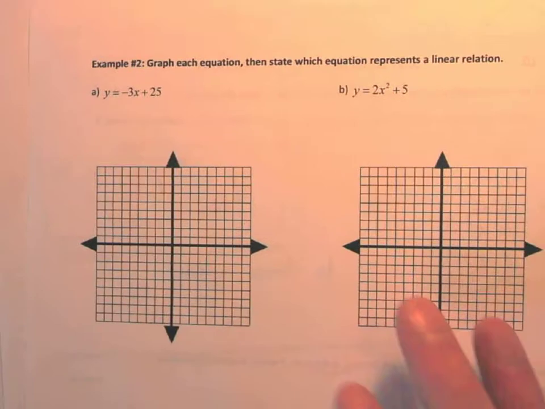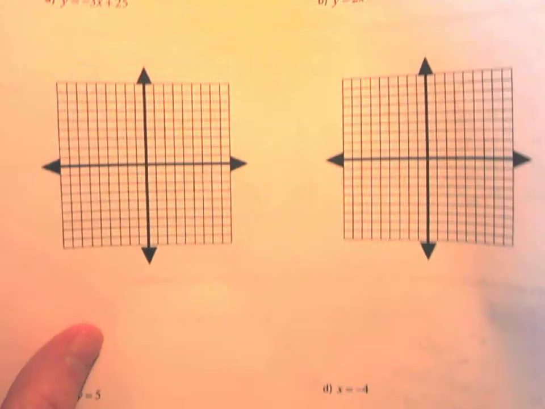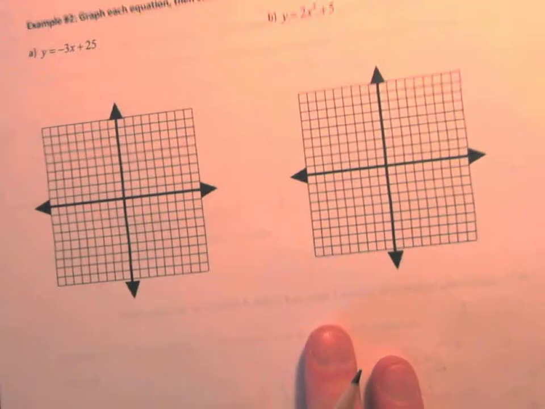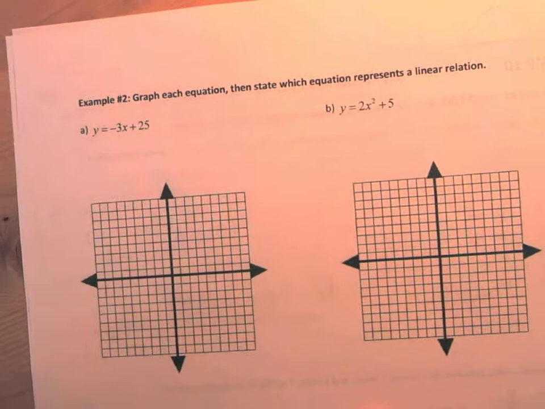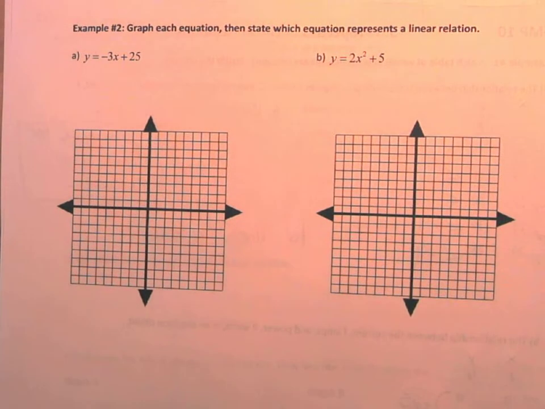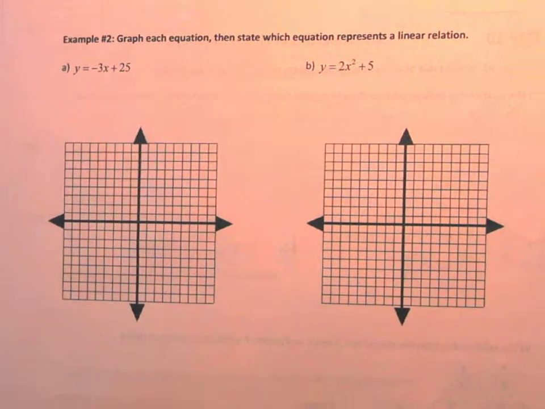Okay, now we're going to go on to the next page. Graph each equation, then state what it represents, a linear relation or not. So again, there are 5 different ways that we've seen to represent relations, or a relationship between 2 variables. So here we have this equation. Right now in grade 10, I don't think you know what any equations really look like. Okay, you analyze certain ones as you go along, but this is our first time seeing this.